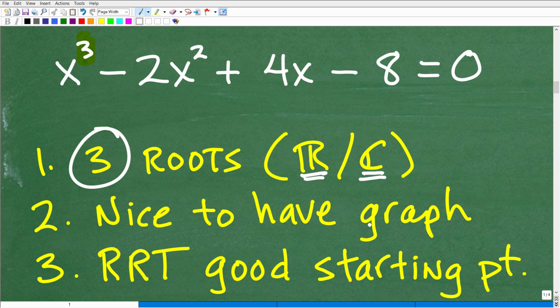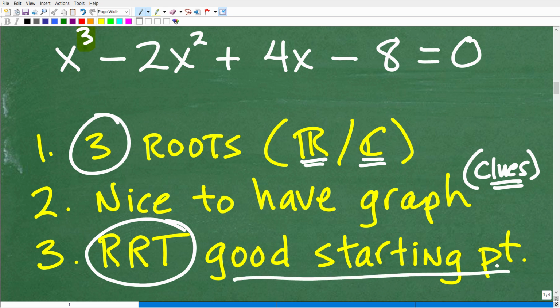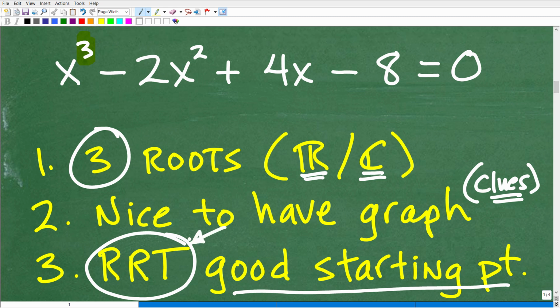But this is part of forming a game plan here. The graph could definitely give us huge clues on what type of solutions we have. But again, we're not going to use it in this particular problem. The last thing we're going to be talking about here, again structuring our game plan to tackle this problem, is using the rational root theorem. And this is a great starting point. When you don't have any other things that are obvious to do, most of your teachers or textbooks are going to say, just get right into the rational root theorem. Okay, so what does that mean? Let's talk about that right now.